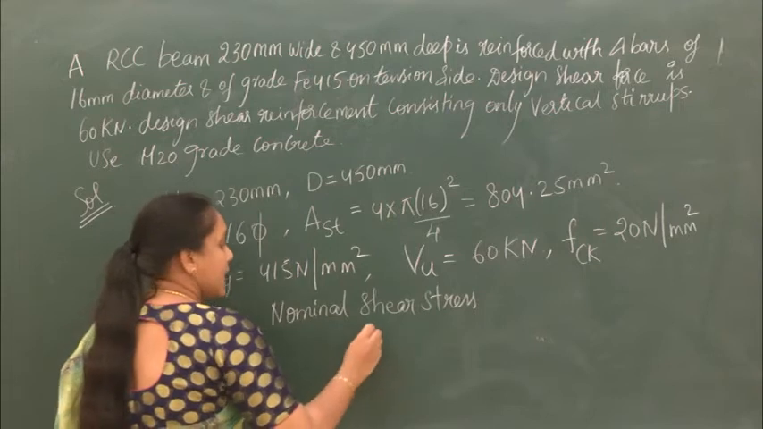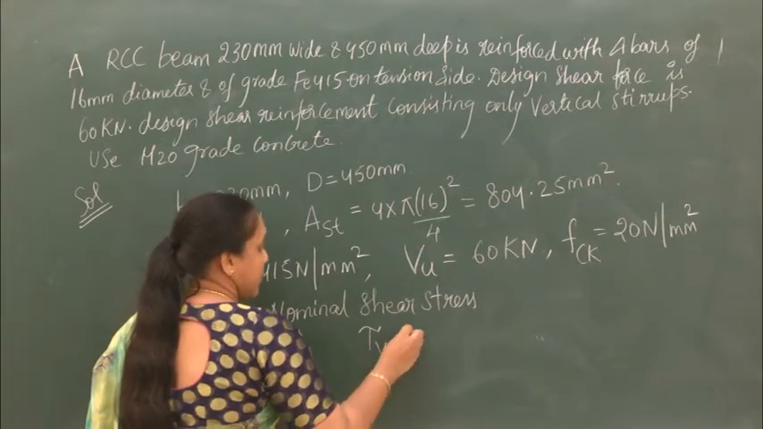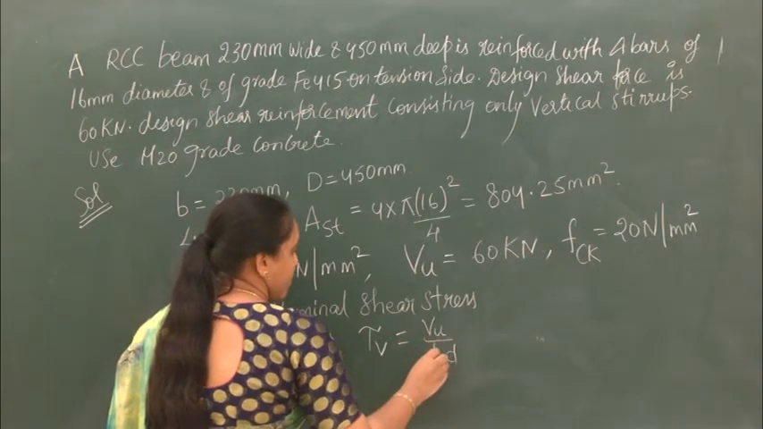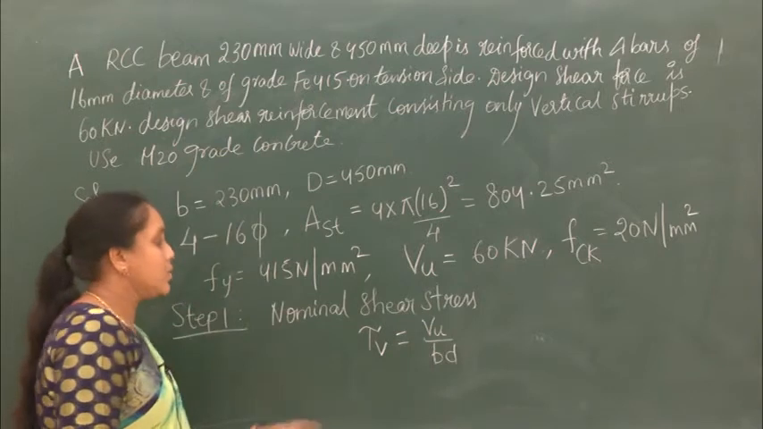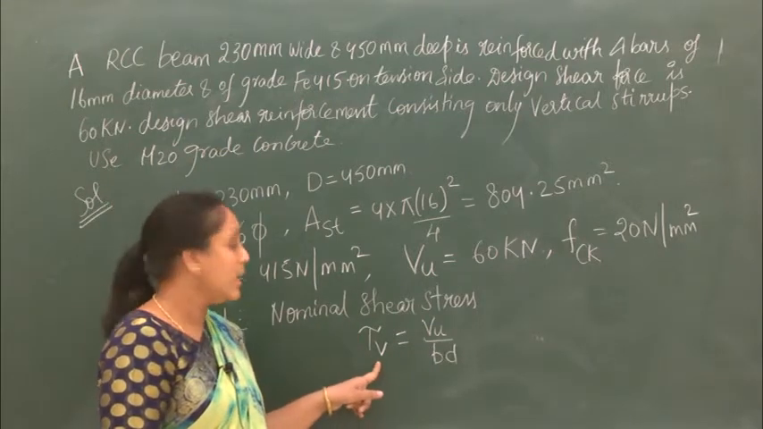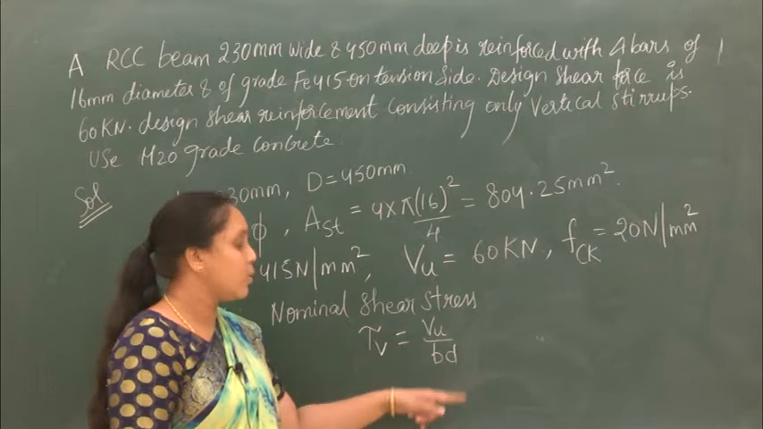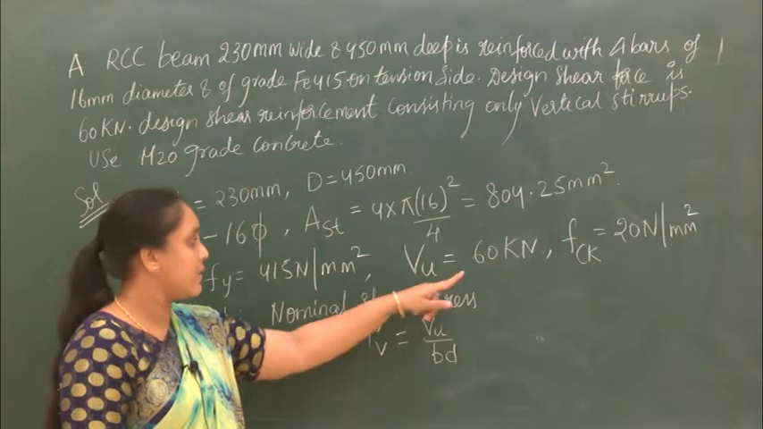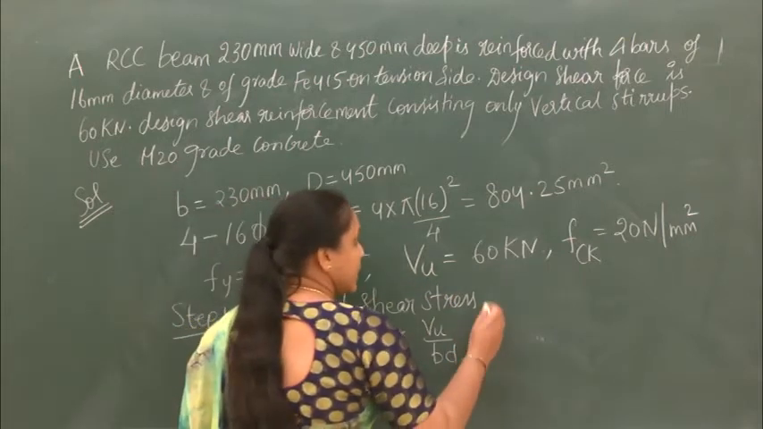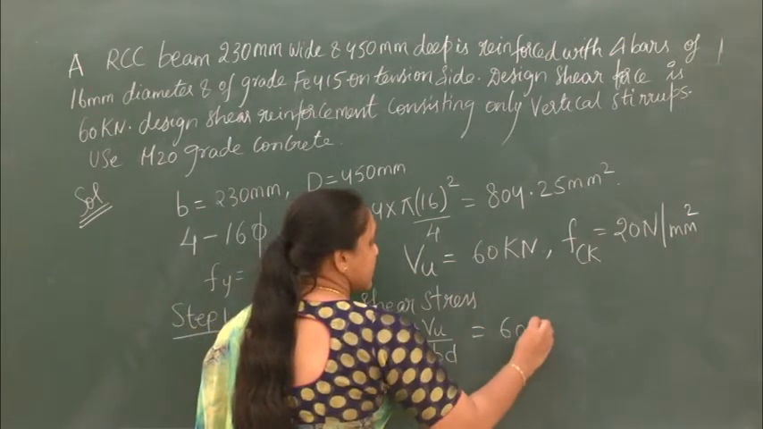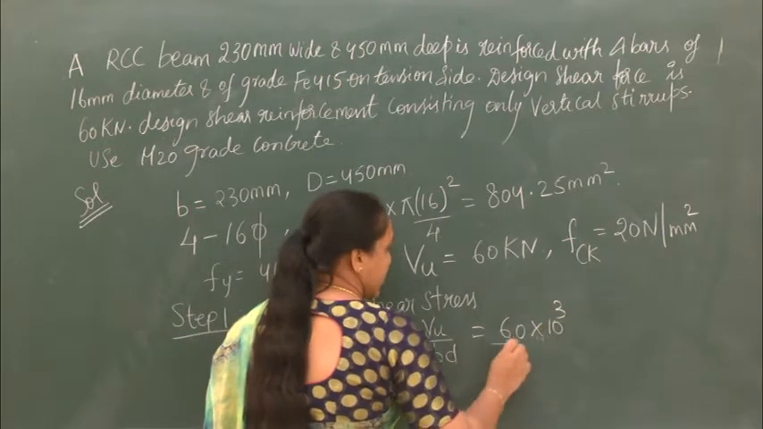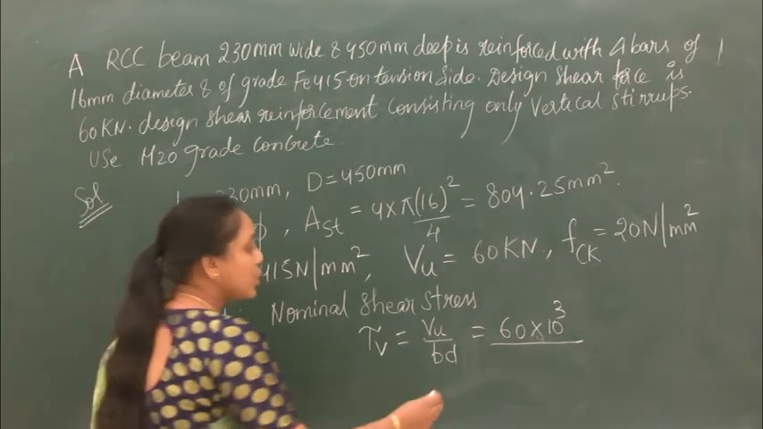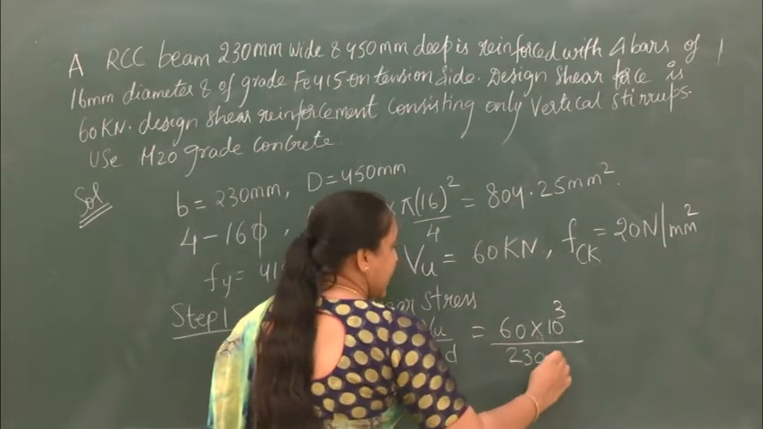The formula for calculating the nominal shear stress is tau v equals Vu by bd. Tau v is the nominal shear stress. Vu is the design shear force given in the question. How much is Vu? It is 60 kilonewtons, that is 60 into 10 cube newtons, divided by b. What is b here? b is given as 230 mm, into d.